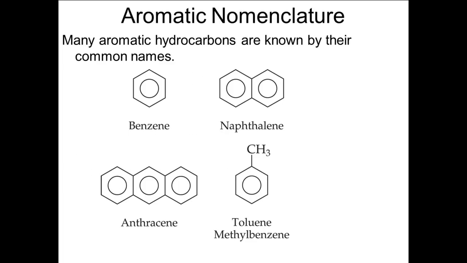Here are several examples of aromatic compounds. Benzene has one six-membered ring. Naphthalene has two. Anthracene has three. Toluene, or methylbenzene, has a substituent on the benzene ring.